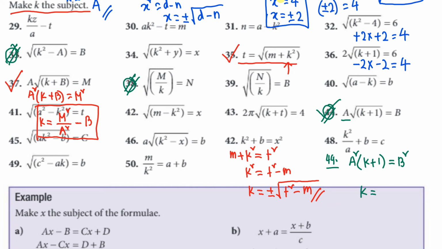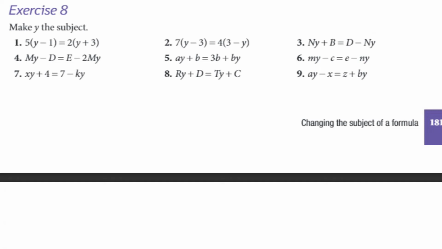Now we can make k the subject. Directly you can write b squared divided by a squared. It is k plus 1, then take 1 to the right side, minus 1. So this is our answer. In two lines you can write the answer. Hope you got it.